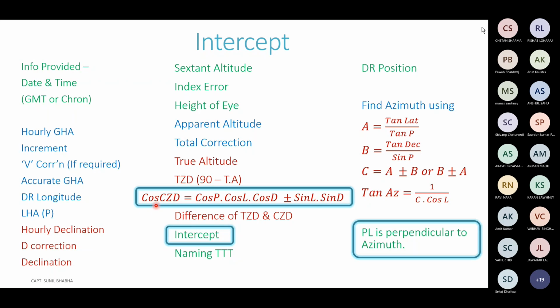Now this formula also, cos CZD is equal to cos P cos lat cos dec plus minus sine of latitude sine of declination, is basically, if you look at it carefully, the same formula which we used in long bicron. Only some of the terms have been shifted from right hand side to left hand side and vice versa. Otherwise, it is exactly the same formula, and it has been derived from the cosine formula only. So this was the full procedure of the intercept method. And once these two items are known, we are all set to plot the position line.